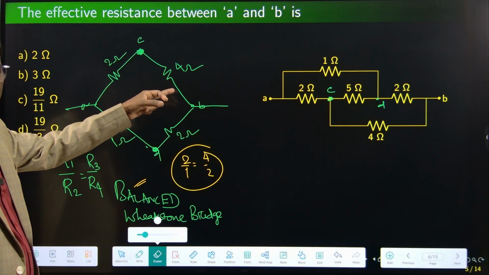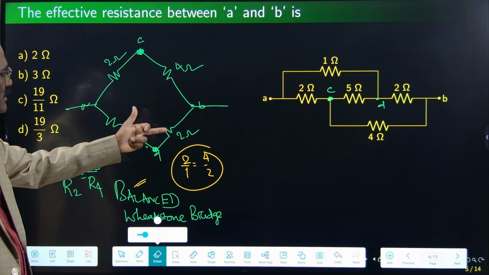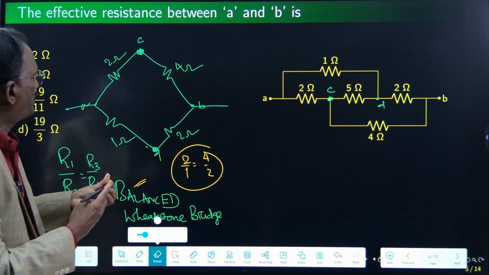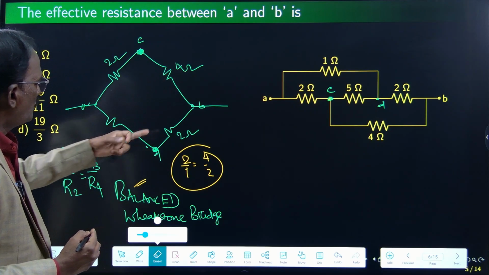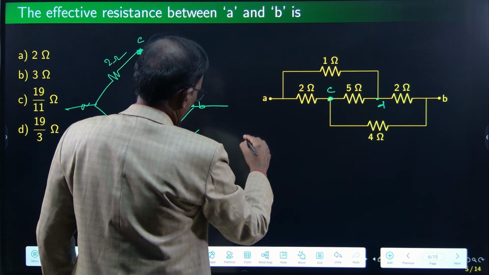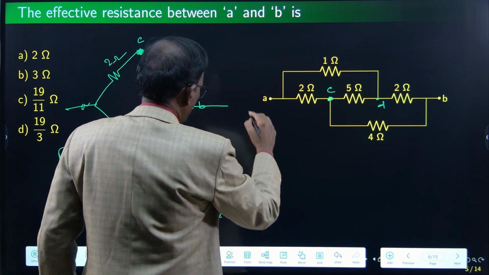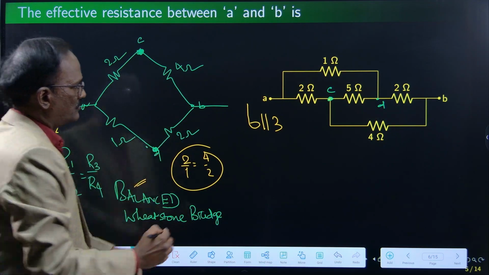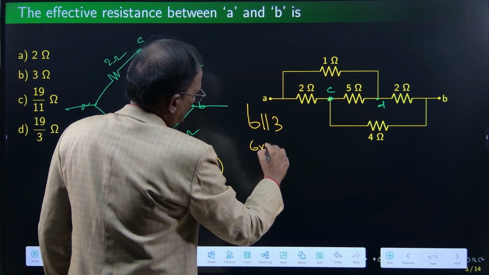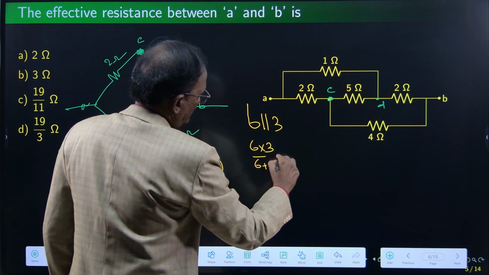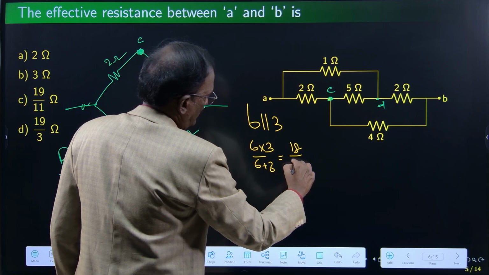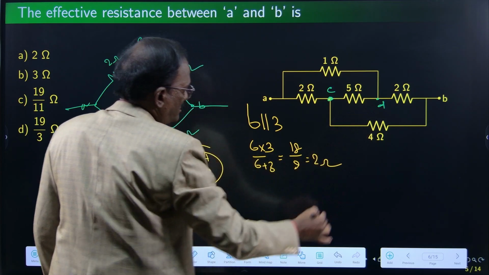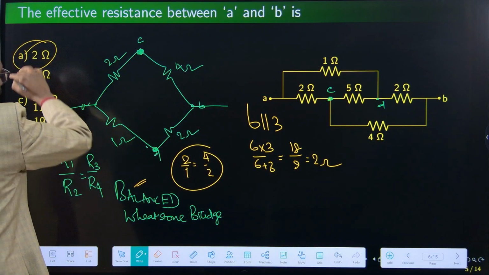Now 2 and 4 are in series, and 1 and 2 are in series. These two branches are in parallel. So 2 plus 4 is 6, and 1 plus 2 is 3. 6 and 3 are in parallel: 6 into 3 divided by 6 plus 3. That is the equivalent value, 18 by 9, which is 2 ohms. That is the answer for this circuit. 2 ohms, Option A.